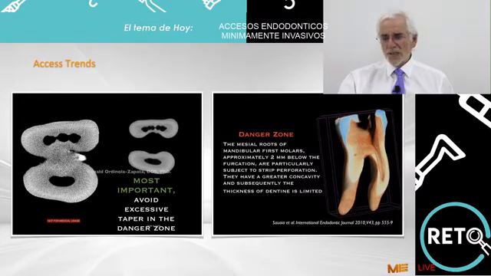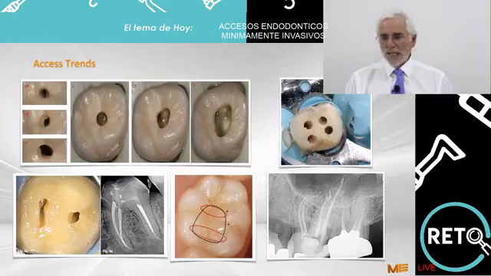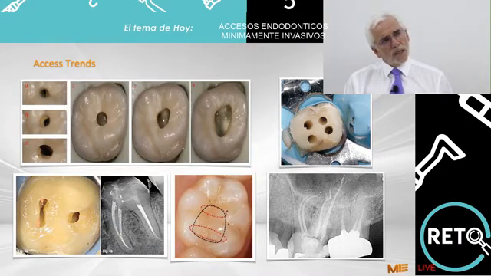So access in this particular case, you would avoid being aggressive. It's another reason for dynamic navigation, and it's also a reason for things like the EndoVac and GentleWave. So these are the access trends that you're looking at. As I indicated, it was orifice directed. You can see how small those preparations are. And the one on the upper right is totally orifice directed that was done with Navident.